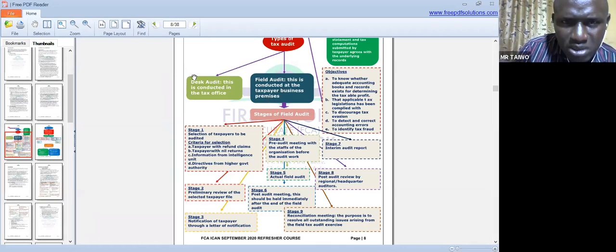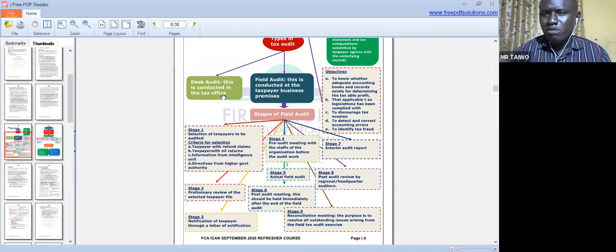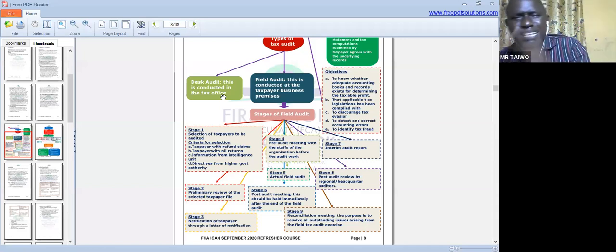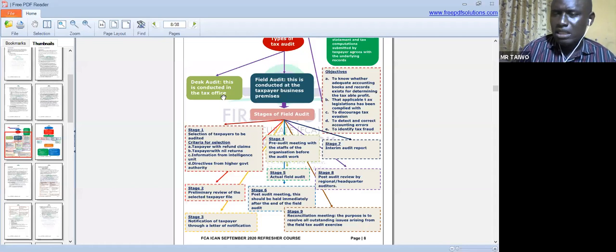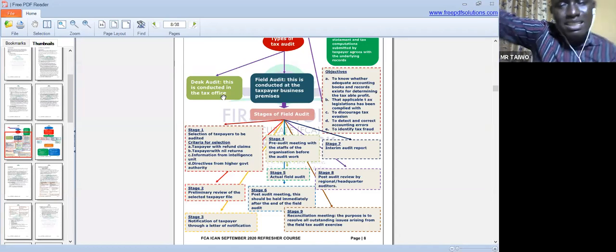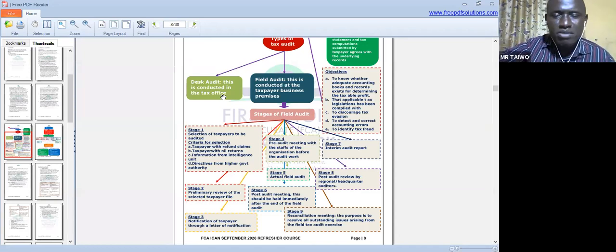The desk audit, on the other hand, is conducted in the tax office. Now, in the exam, what the examiner will ask you under this topic is to explain what is tax audit and tax investigation. That's one. Two, they can ask you, what are the stages of field audits? I hope you're getting me now. That's what they will ask in this topic. Go and look at their past questions. They came out with tax investigations, steps in tax investigation. But this time around, if they ever come from it, it will obviously be tax audits.